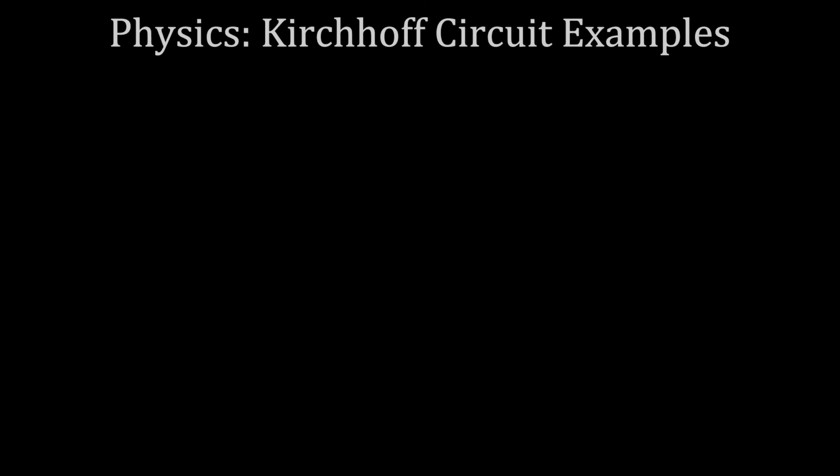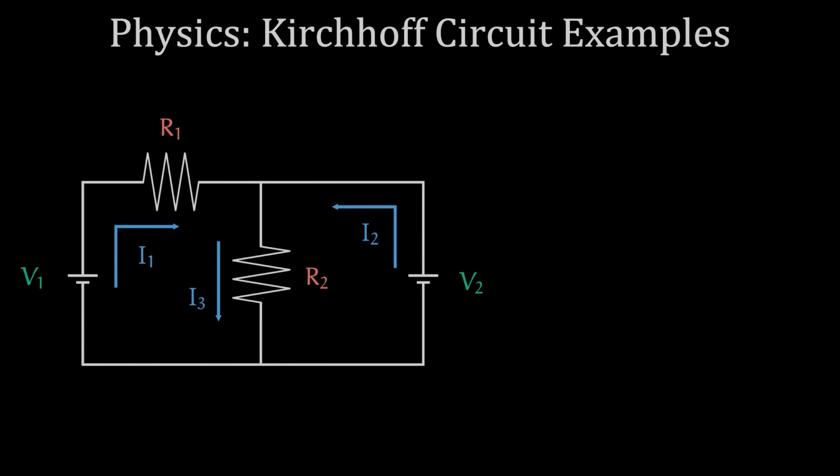Here we once again have 2 batteries, 2 resistors, and I've drawn and labeled 3 currents. We start with the loop rules and then finish with the junction rule. I'll let the animation play out, but follow along to make sure you understand the final equations.